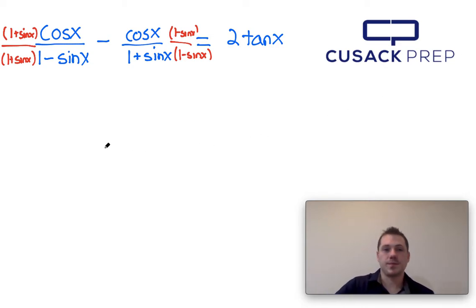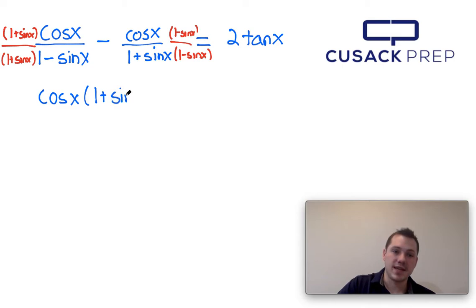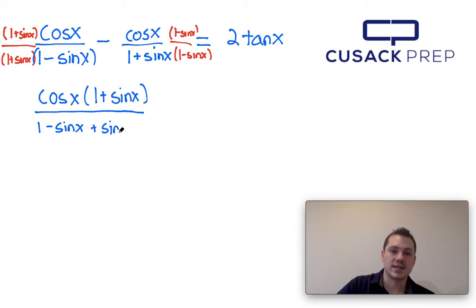I'm not going to distribute across the top, because I've done this problem already, and I know that I'm just going to have to undo it if I were to. So I'm just going to leave this as cosine of x times 1 plus sine of x. And on the bottom, when I FOIL this, I'm going to have 1 minus sine of x plus sine of x minus sine squared of x.